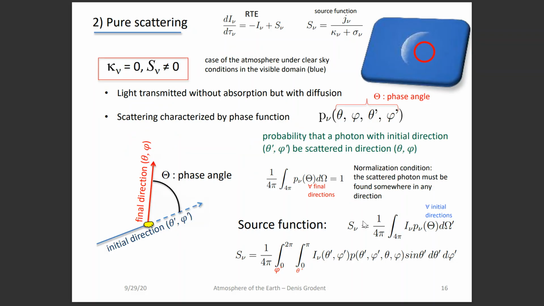When we have pure scattering, this is the case of the atmosphere under clear sky conditions in the visible domain. The visible domain is dominated by scattering, with not a lot of absorption in this range. So I assume that kappa nu, the absorption coefficient, is equal to zero, and the source function is then different from zero because you can have scattering from other gas elements. So light is transmitted without absorption, but with diffusion. The scattering is characterized by this phase function: the probability for a photon with an initial direction to be scattered in another direction. This is a complex integral that needs to be normalized.